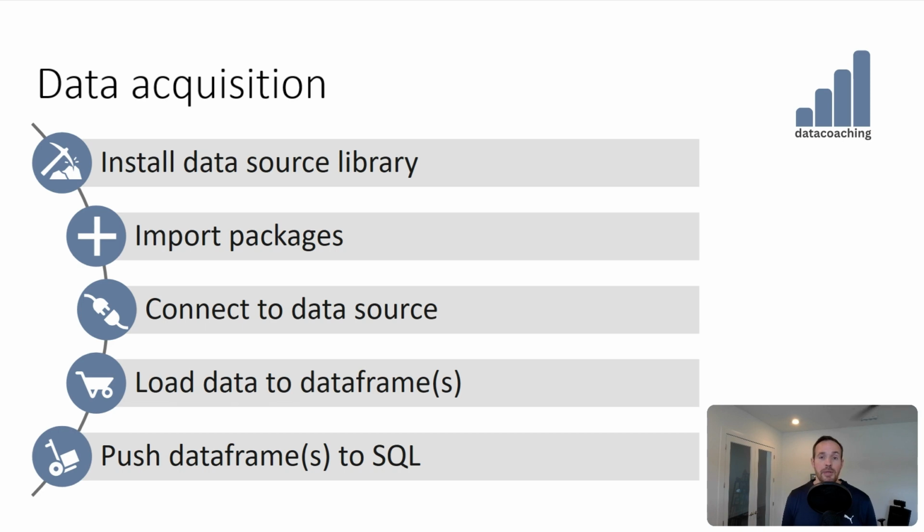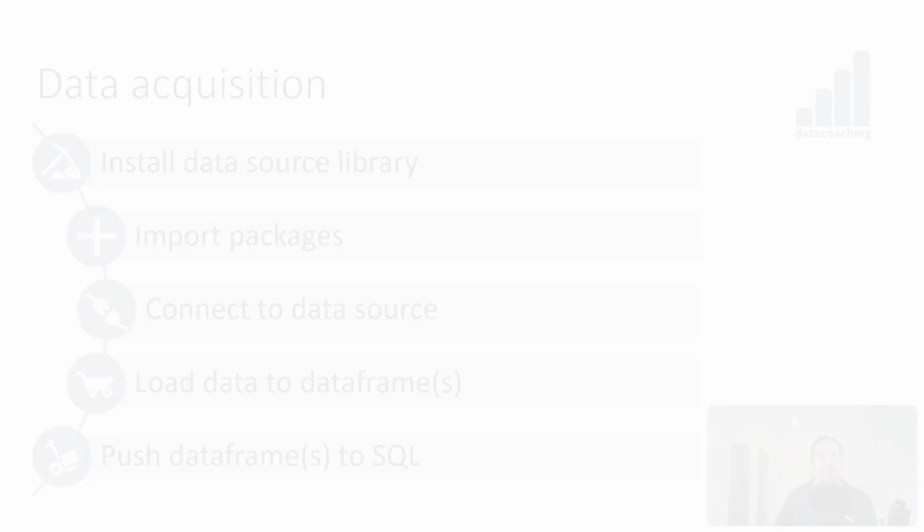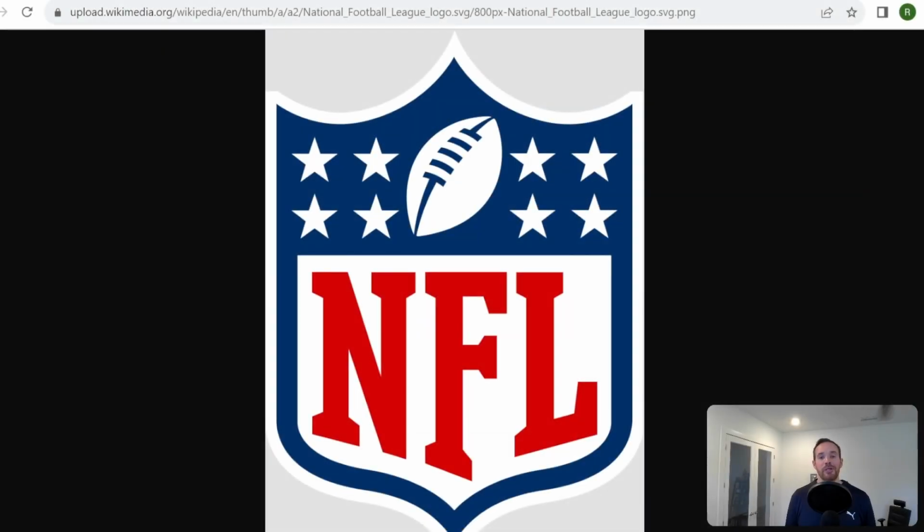Then the data has to be pushed into a data frame, which is a Python term for a table, basically just like an Excel table organized by rows and columns. Then from there, we can take the data frames and actually push those directly to our SQL database very easily. So let's get started. The first data source that we'll be acquiring is NFL play-by-play data.